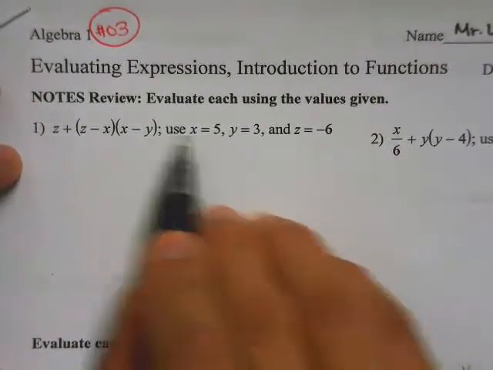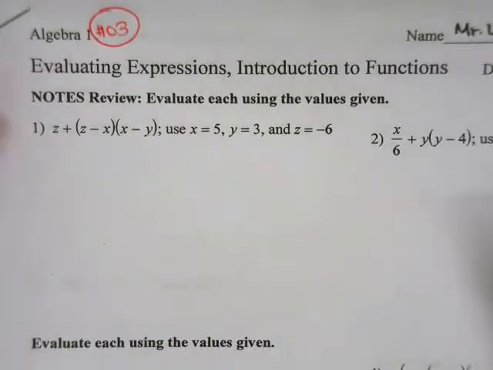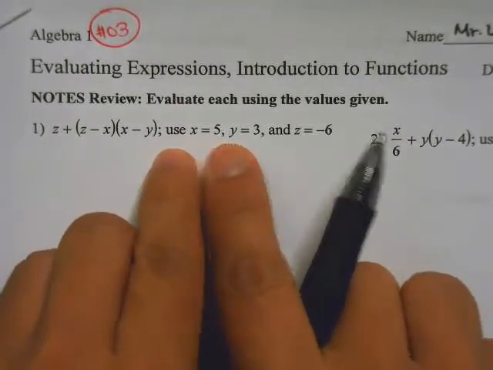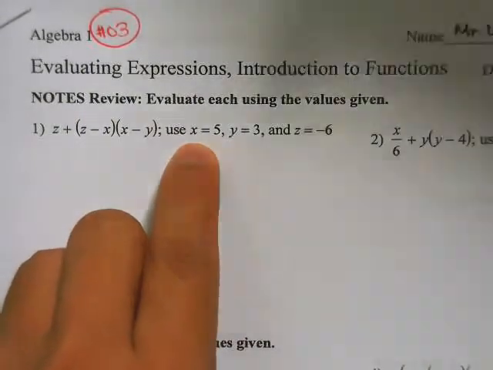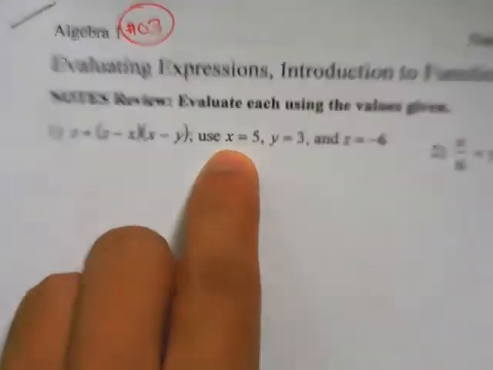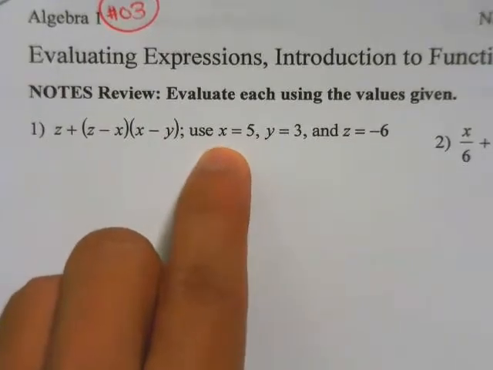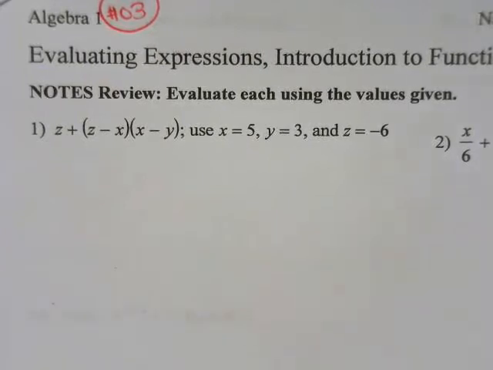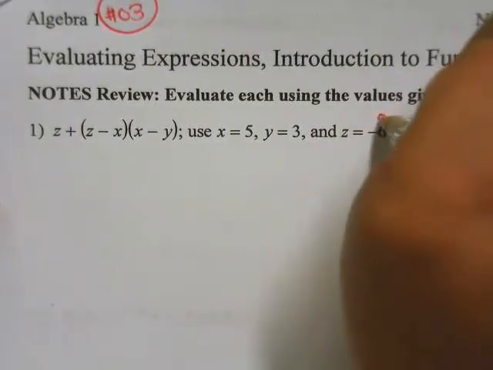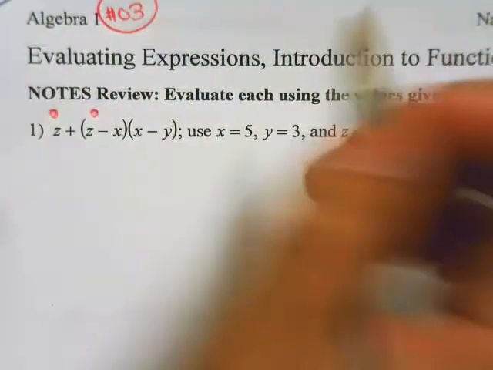Okay, so here's our expression, z plus quantity z minus x times quantity x minus y, and we do have these three values that we're going to plug in. So x equals 5, y equals 3, and z equals -6. We're just going to plug them in accordingly. So our z is -6. So I'll put this here and here. Let's go ahead and do that.